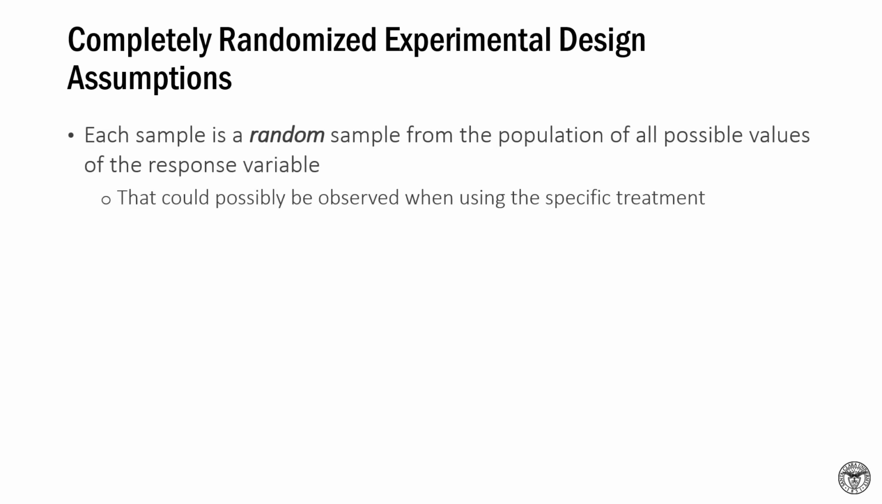Today, we are going to discuss the completely randomized experimental design. Completely randomized experimental design is a type of experimental design used in statistics and research. In this design, participants are randomly assigned to different treatment groups.